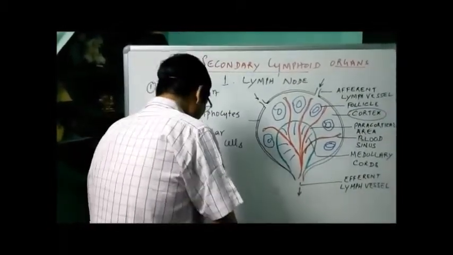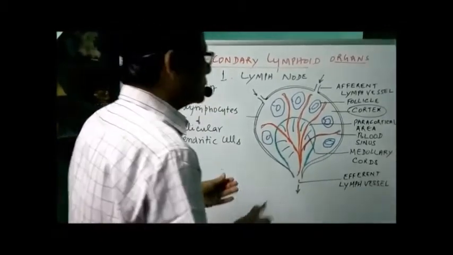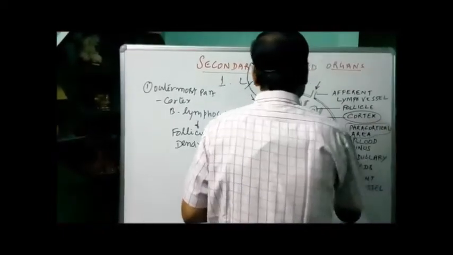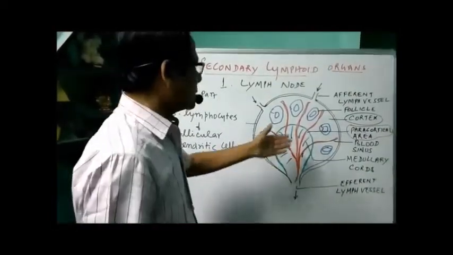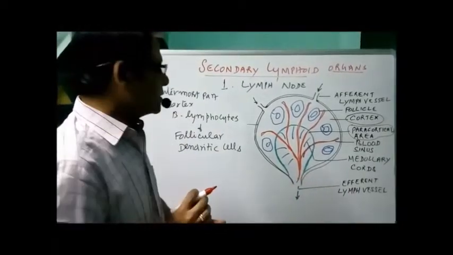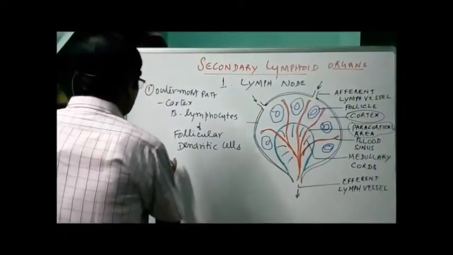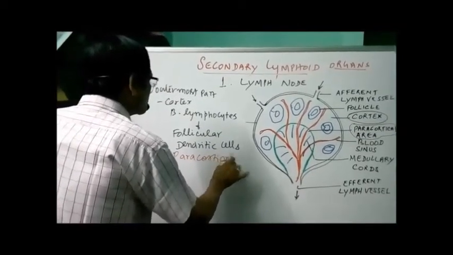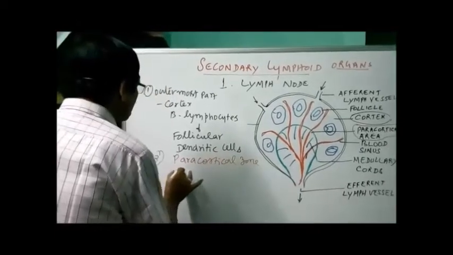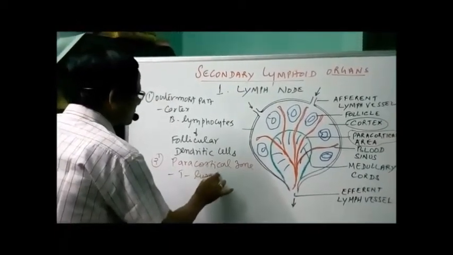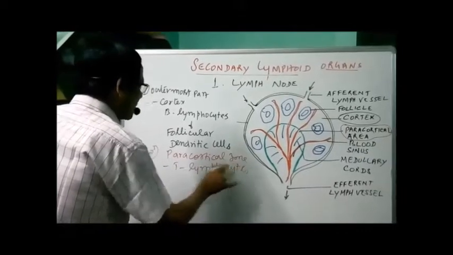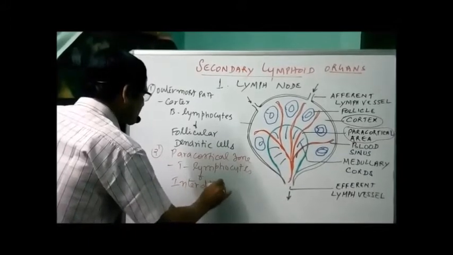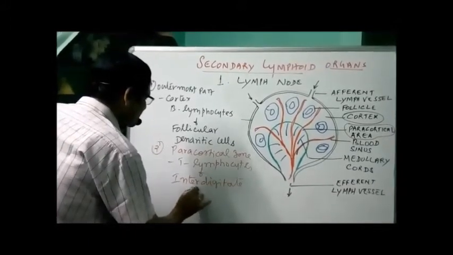Now just beneath the outermost part, the cortex area, we have another zone called the paracortical zone or paracortical area. This green region represents the paracortical area. So what does it contain? The paracortical zone normally contains T lymphocytes and interdigitating dendritic cells.